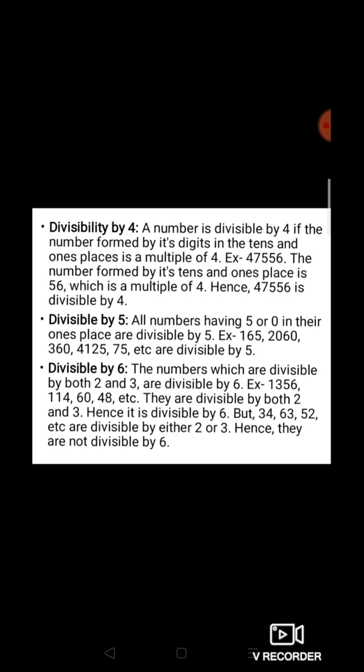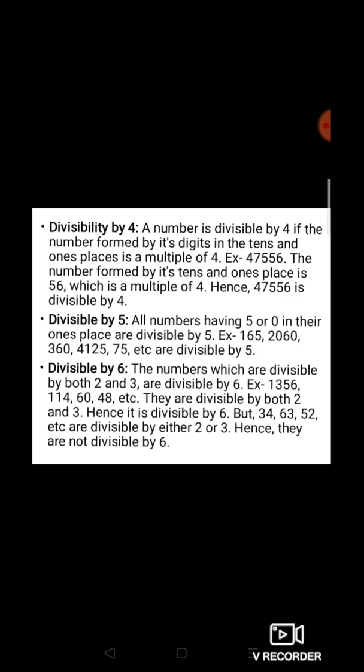So suppose the first number we have taken is 34. So 34, as we know from the ones place digit, it is 4. So it clearly says us that it is divisible by 2. But if you try to divide 34 with 3, you will see you will get a remainder. Remainder is 1. So which indicates that it is not divisible by 3. So also it is not divisible by 6.